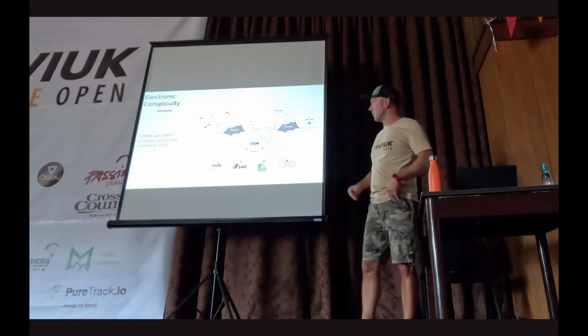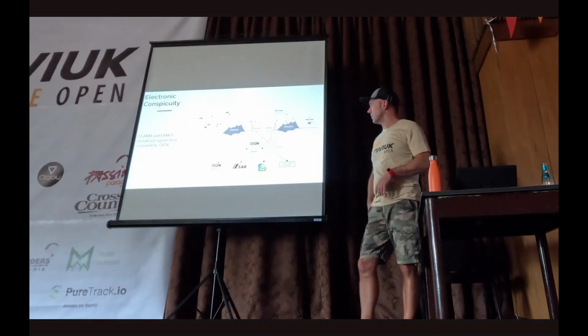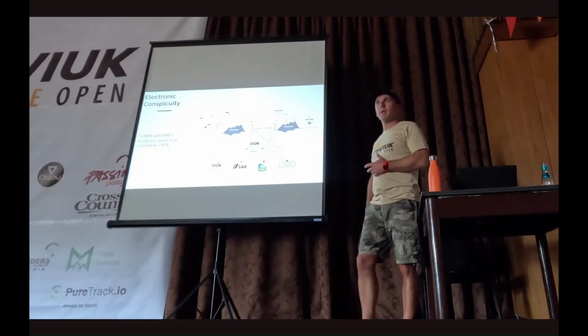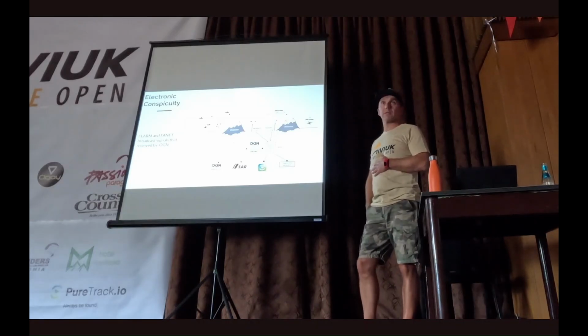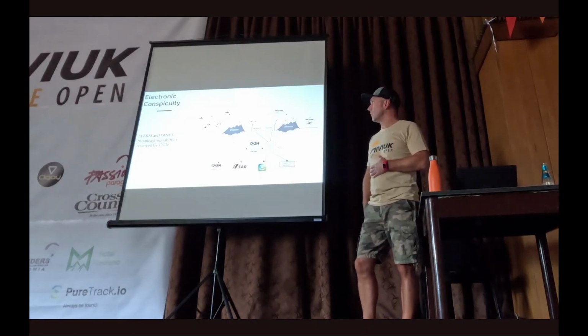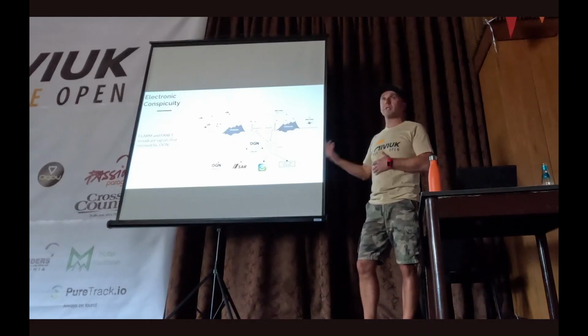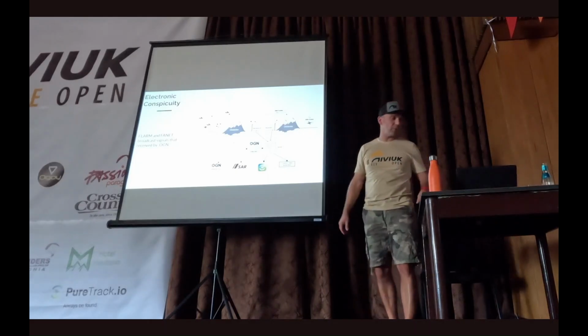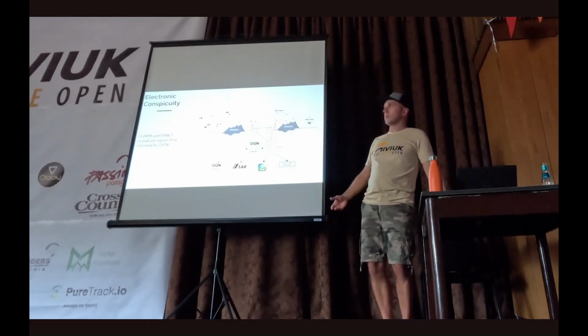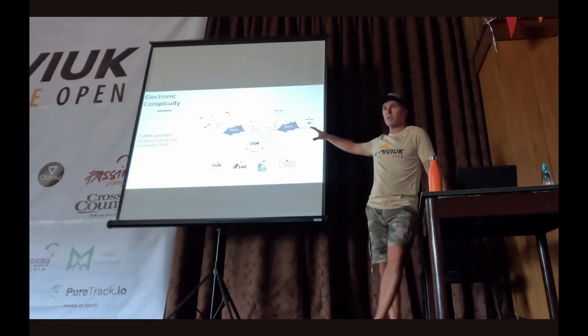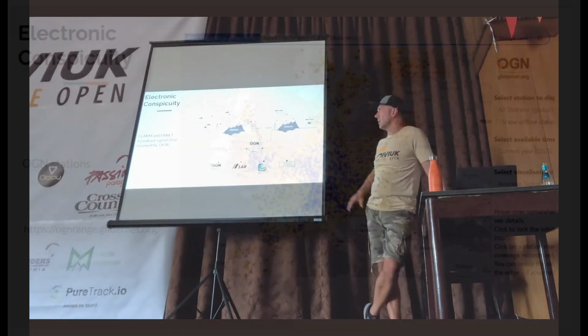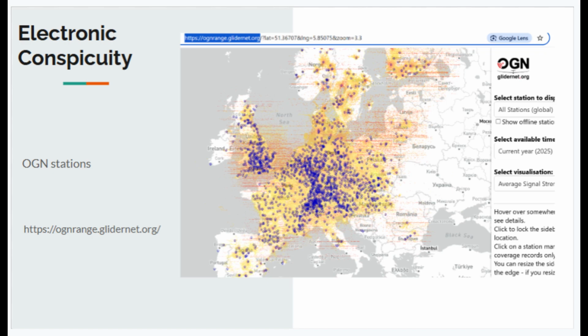So the beauty of OGN is that it has been set up by volunteers. It's free to use, and we also take advantage. It was originally set up for gliders, for sailplanes, but now it's also used by paragliders. Those stations are dotted pretty much everywhere in Europe or the UK. In other countries, the coverage may not be as good. But places like the UK or Europe are covered very well.